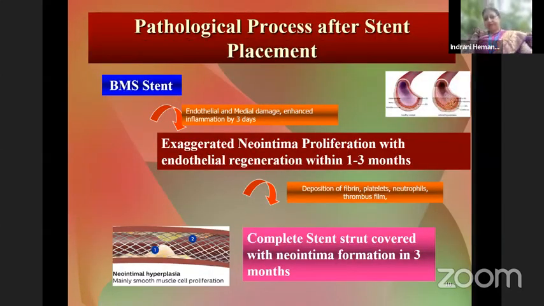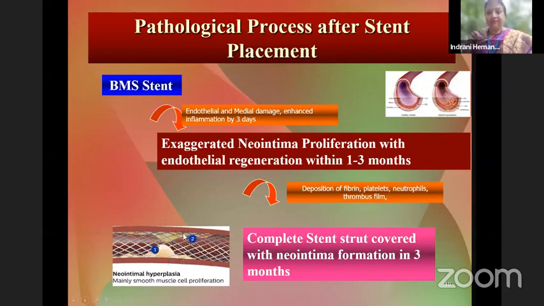So what happens here? Once the stent is placed, there is endothelial and medial damage. There is enhanced inflammation by 3 days. There is exaggerated neointimal proliferation with endothelial regeneration within 1 to 3 months, wherein there is deposition of fibrin, platelets, neutrophils, thrombus film, and the complete stent is now covered with neointimal formation. You can see the neointimal formation over here, and you can see it over here. It's almost closing the stent within 3 months.